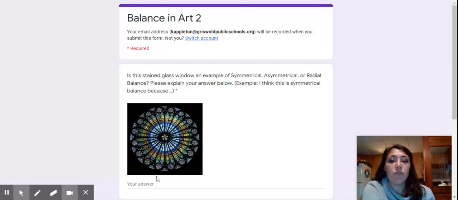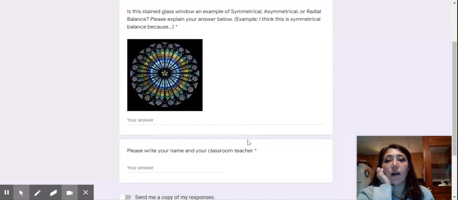So you need to look down at this image here. It is actually a stained glass window, and you need to decide, is this a work of symmetrical balance, meaning it's the same on both sides? Is it asymmetrical, one area is heavier than another? Or is it radial balance, where everything is arranged evenly and balanced around a central point? And then explain down below why you felt that way.